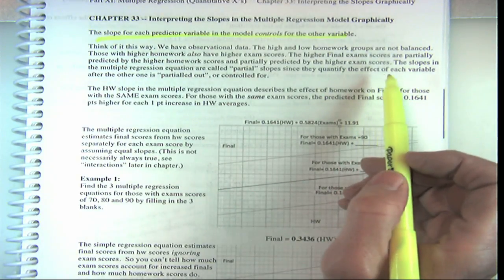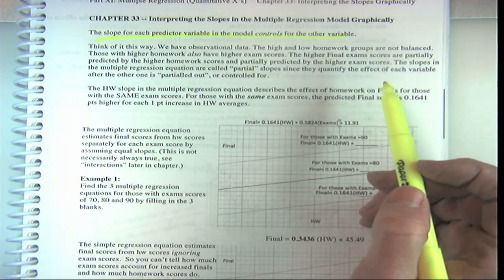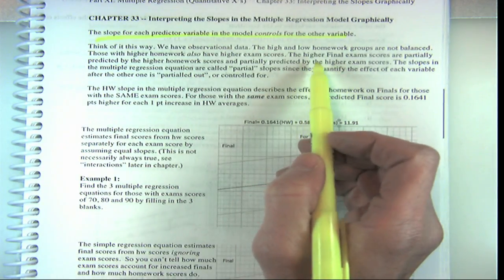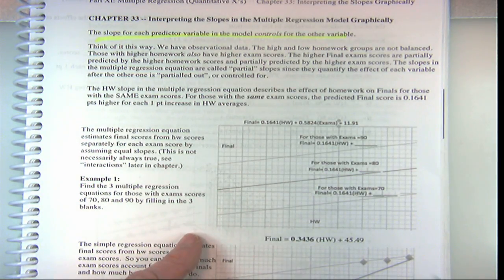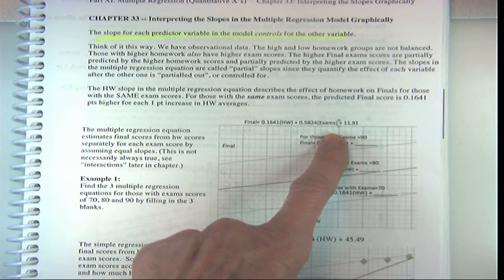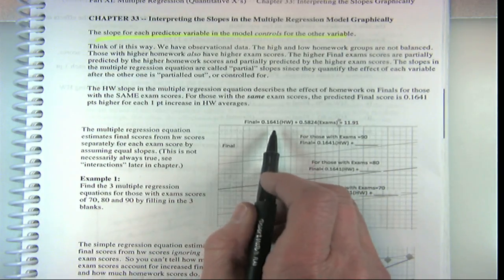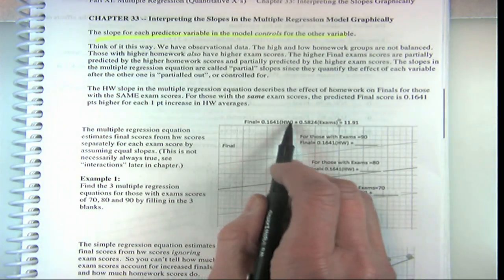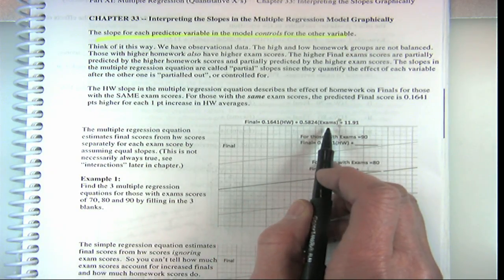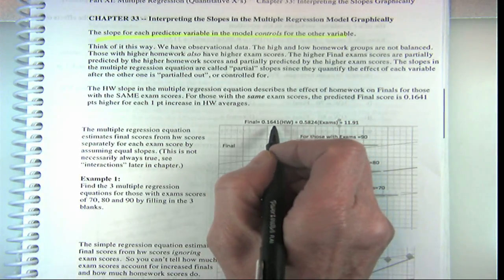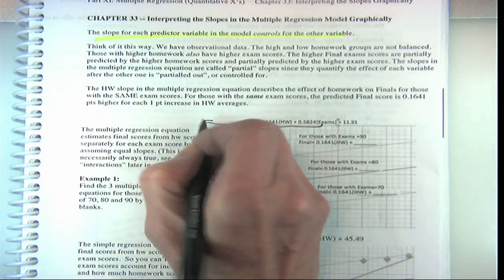We talked about this last time. We said that these slopes in the multiple regression are different than in the simple regressions. We're going to continue with the same example. Here's our multiple regression equation. It's saying that finals equals this partial slope times homework, plus this partial slope times exams. In the multiple regression, both of these are partial slopes. What does that mean?